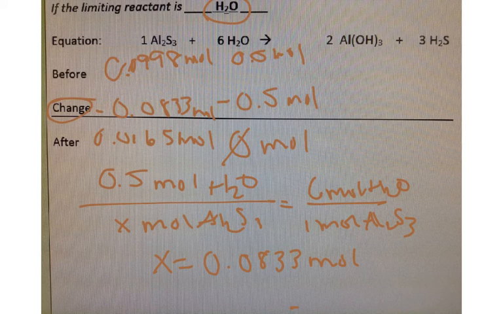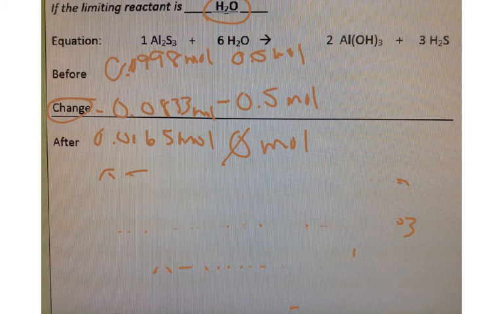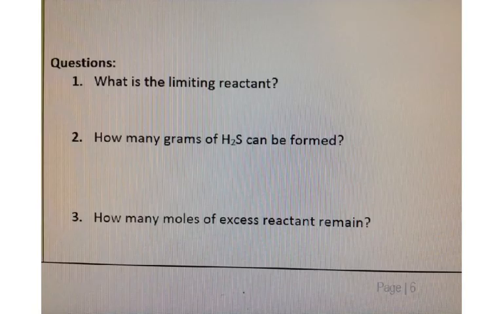All right, so therefore now I'm ready to start answering all of these questions using this chart. So which was the limiting reactant? Well, it's the one that allows the other reactant to still be positive, so that would be water. How many grams of hydrogen sulfide formed?